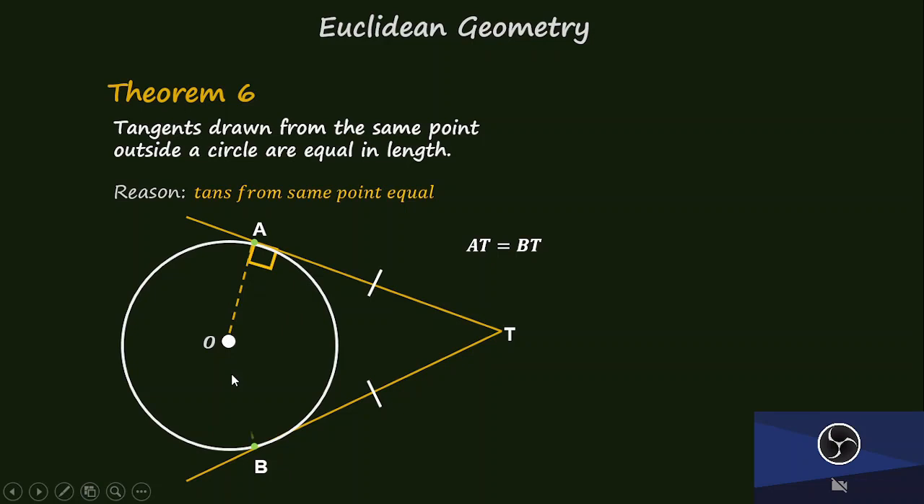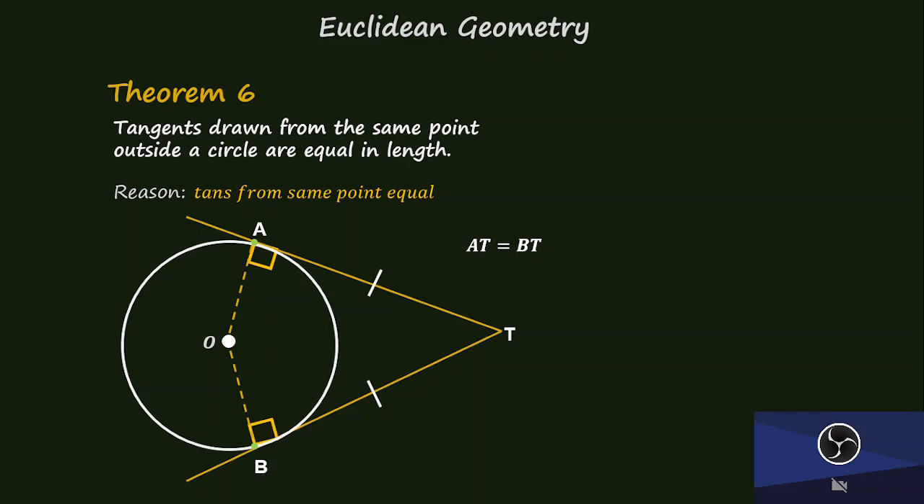So if I have a tangent drawn and then I have a radius, remember a radius is any line that is drawn from the center of the circle to the circumference. So a radius and a tangent, at that particular point where they meet, they make an angle of 90 degrees.